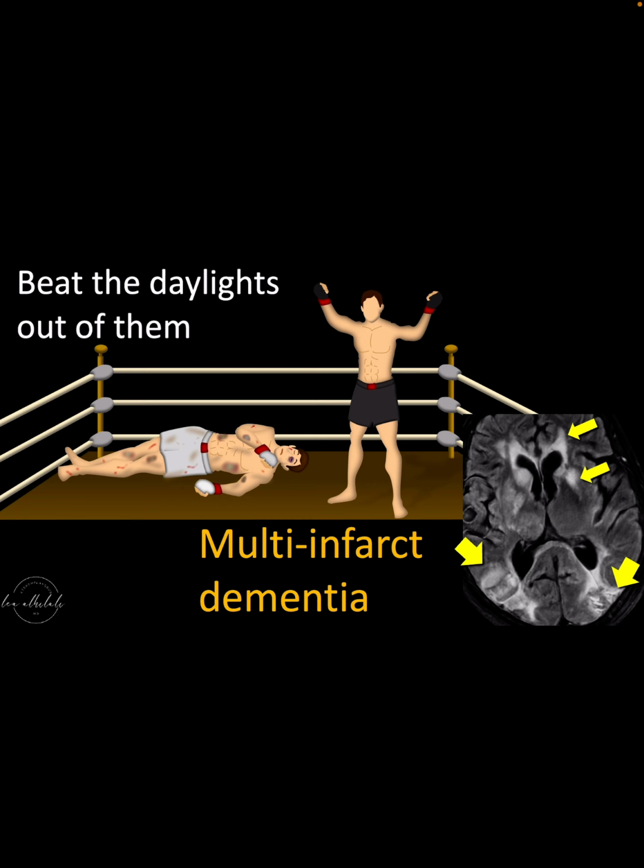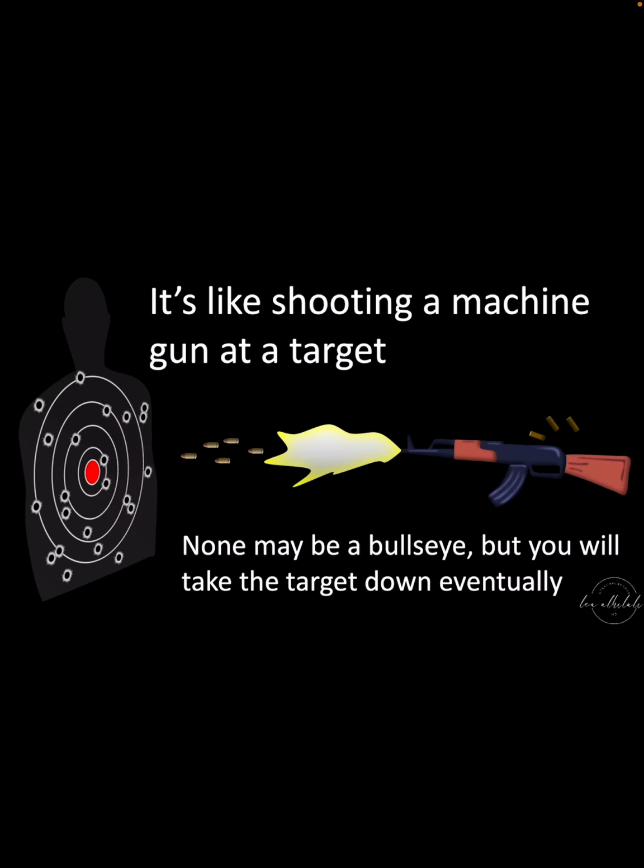And this is the idea of multi-infarct dementia. It's the thought that more damage results in more cognitive impairment. But it's not a 1-to-1 ratio like we used to think of in the old days. So volume definitely has an impact. If you have a ton of infarcts, it's going to cause a ton of damage. But it's not simply the number or the volume overall that's the most important thing.